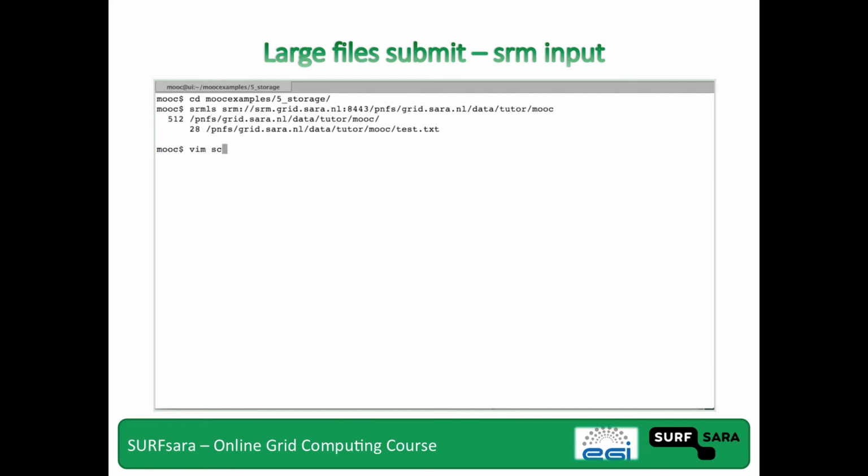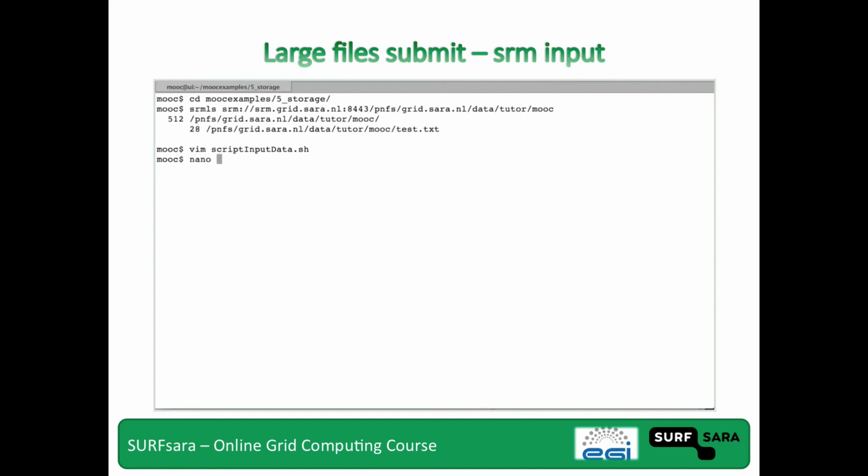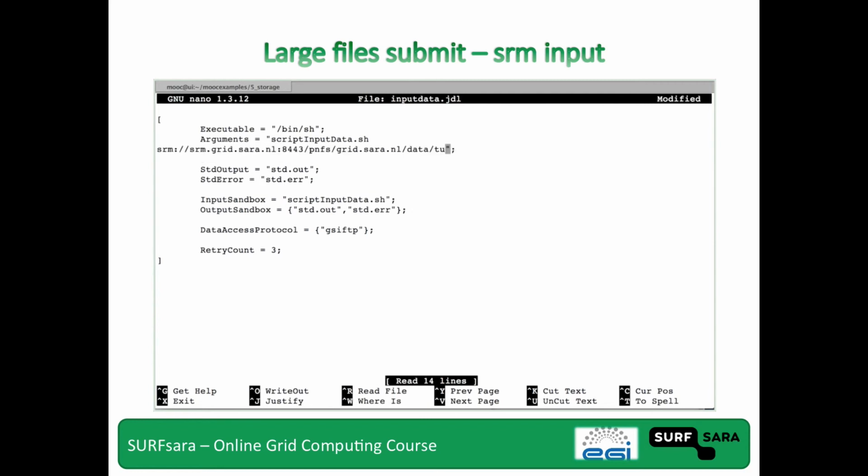Right, so we have here the SRM location. And again, we see that we can copy the file back to the worker node using lcg-cp. Now we take a look at the JDL as well. And here you see that we specified the SRM address of the data. So that's the remaining part.